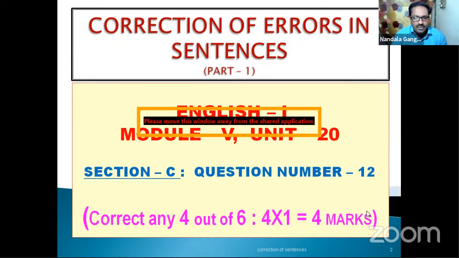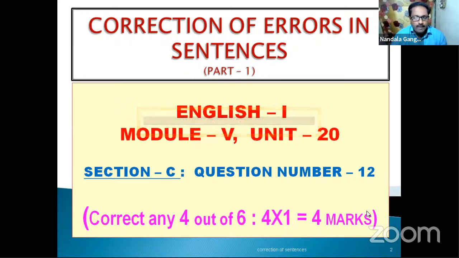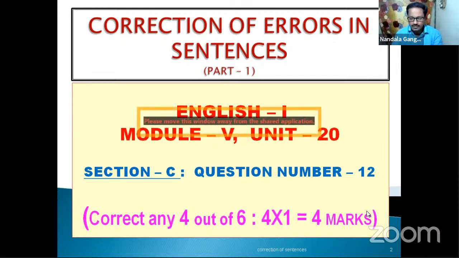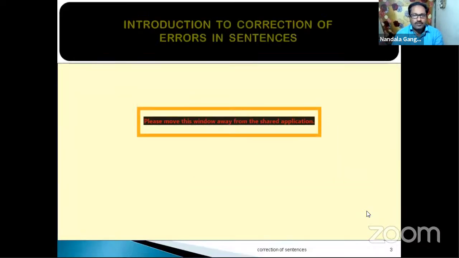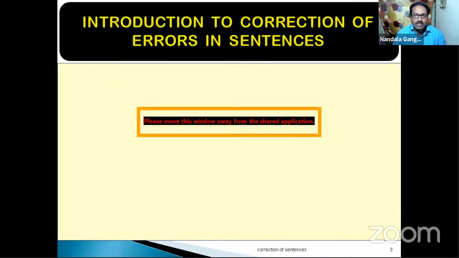In your IPE examination, this question is given in Section C as question number 12. In question number 12, out of 6 sentences, we have to correct only 4. 4 into 1, 4 marks. Okay. Now, I would like to introduce correction of errors in sentences.